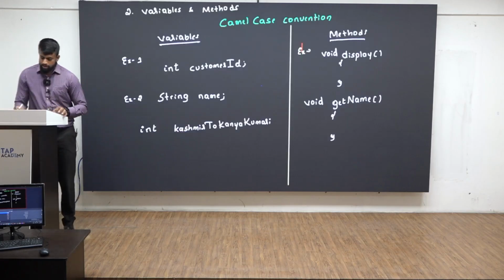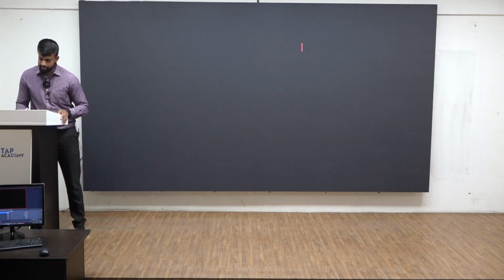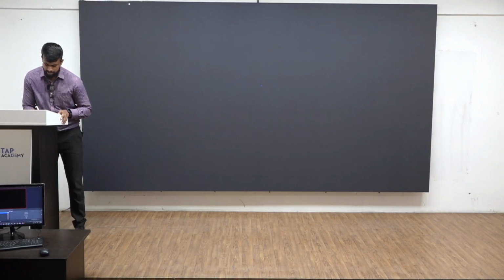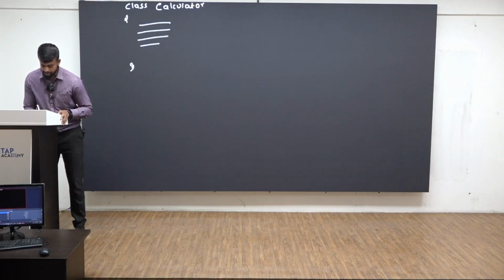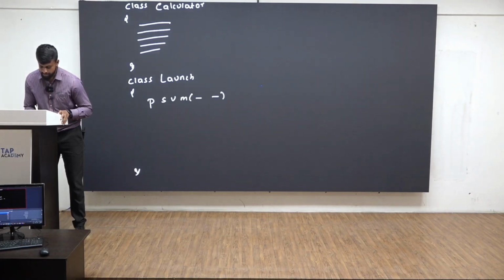Very good. Long back, we created one class. The name of the class, you gave it as Calculator. Beautiful. And inside Calculator, so many lines you have given. After that, you created one class. The name of the class is what? Launch. Beautiful. And after that, you have given public static void main, like this.